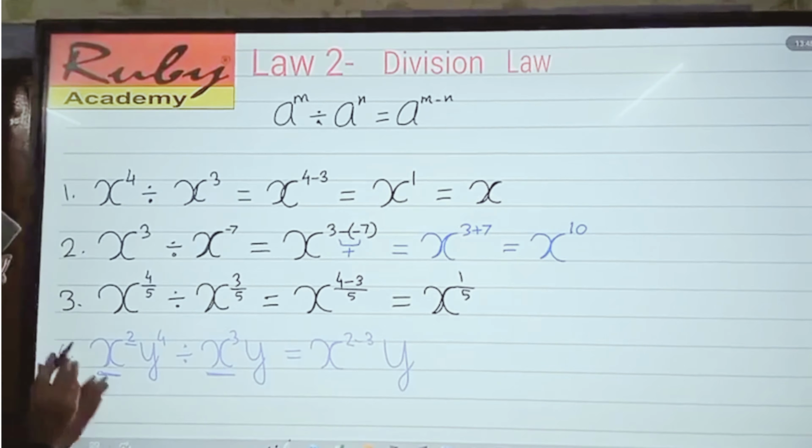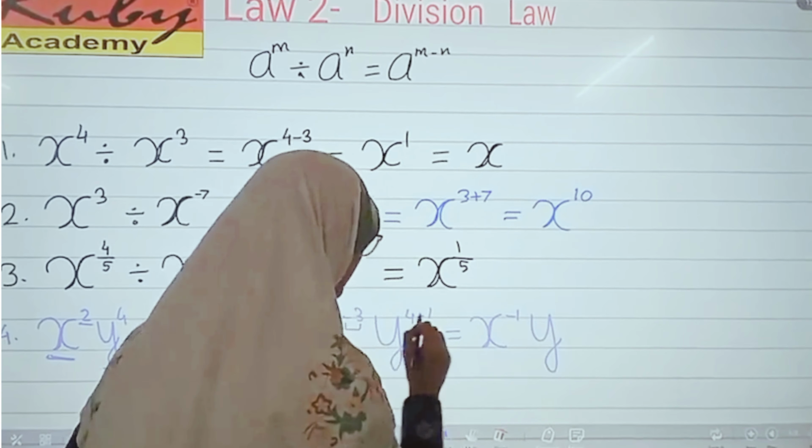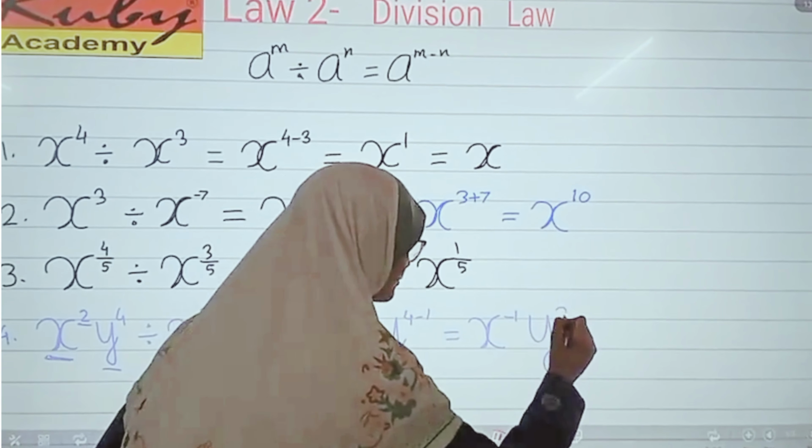So x raised to 2 minus 3, which will be negative 1, because the larger number has a negative sign. As the integer rule says that if the bigger number has the negative sign, the result will also have the negative sign. So x raised to minus 1 and y raised to 4 minus 1, which is 3.